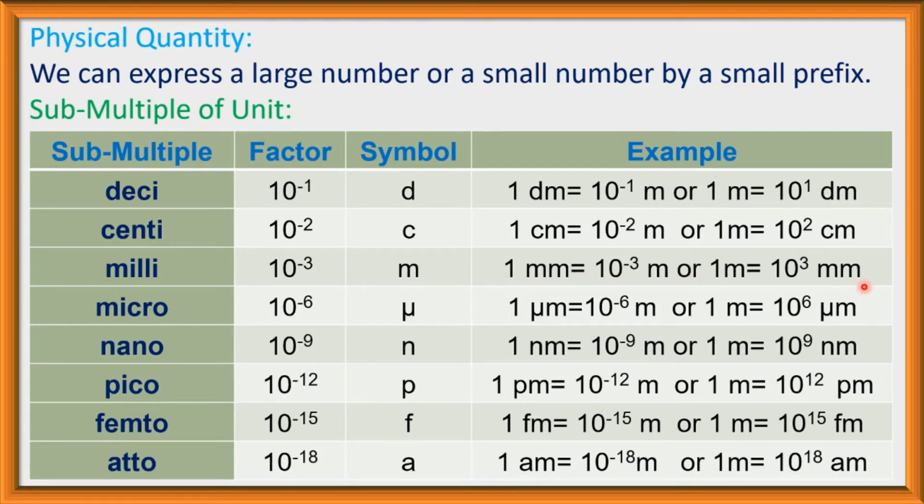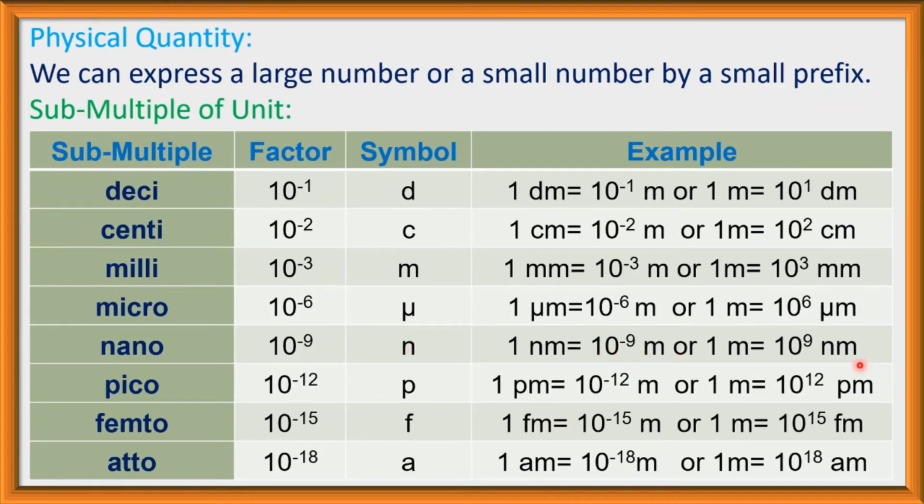Here micro, for the factor 10 to the power minus 6, we can use micro, and its symbol is this, mu. 1 micrometer is equal to 10 to the power minus 6 meter, or 1 meter is equal to 10 to the power 6 micrometer. Nano, 10 to the power minus 9, its symbol is n. 1 nanometer is equal to 10 to the power minus 9 meter, or 1 meter is equal to 10 to the power 9 nanometer.